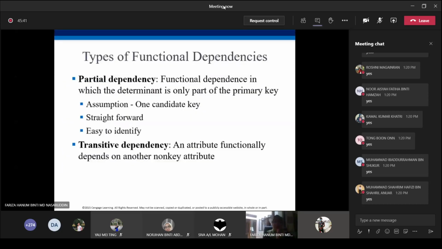So when you have functional dependency, just now remember, second normal form says it does not have partial dependency. Third normal form says it does not have transitive dependency. So what is partial dependency? What is transitive dependency? Partial dependency is the dependence in which the determinant is only part of the primary key. Only part of the primary key.